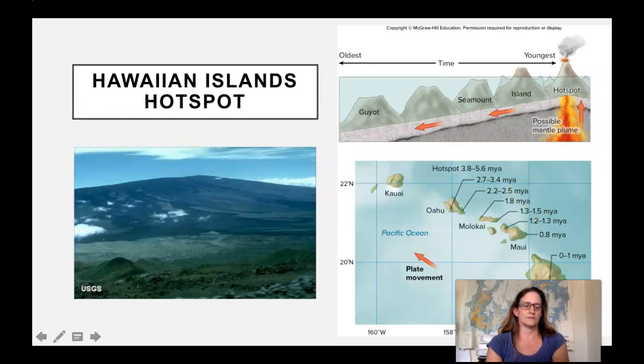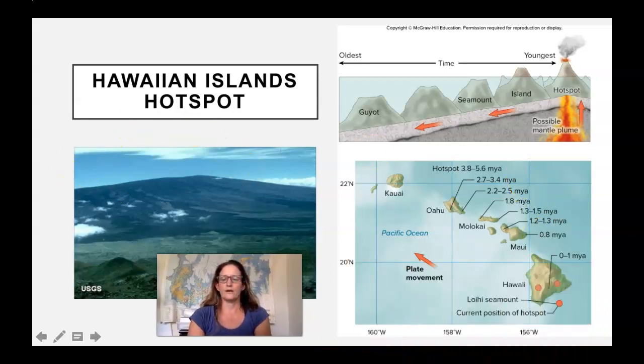Hawaii is a really good example. The Hawaiian Islands look like this, the volcanoes do. They are made up of basaltic lava flows that have a really low viscosity, a low resistance to flow. In the volcano, the lava flows a really long ways, so you get these huge domes of volcanoes. On the big island of Hawaii, Kilauea and Mauna Loa are active.